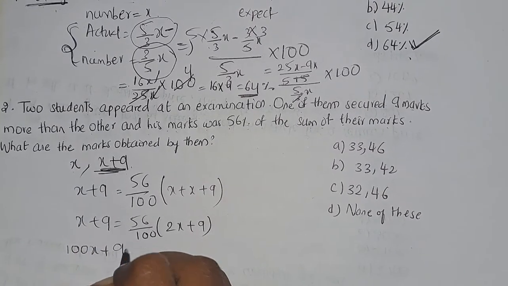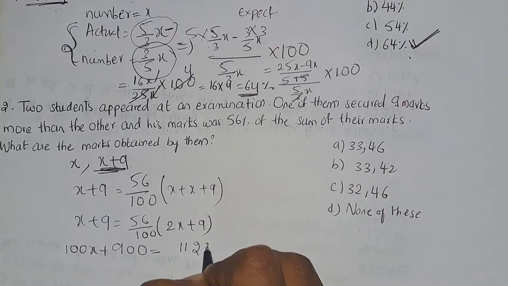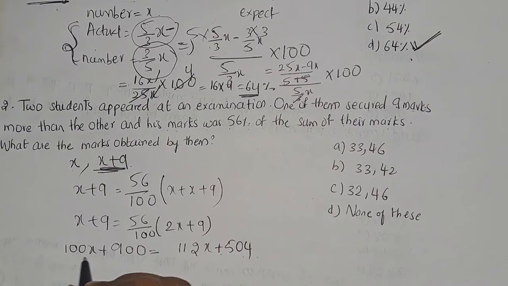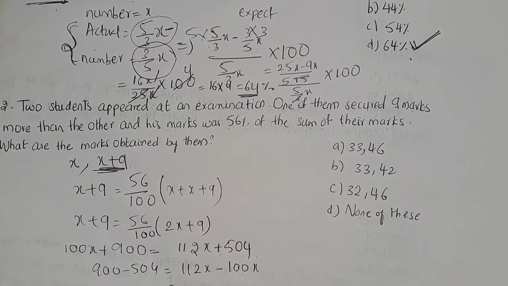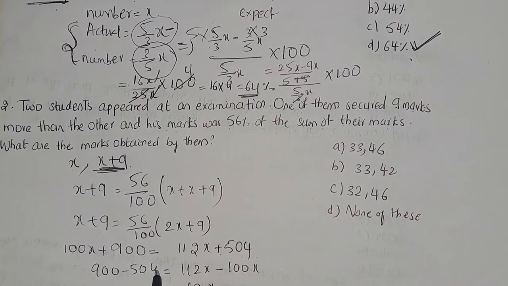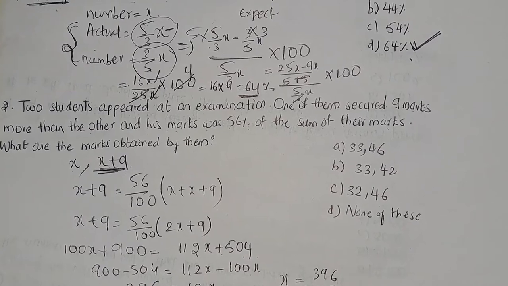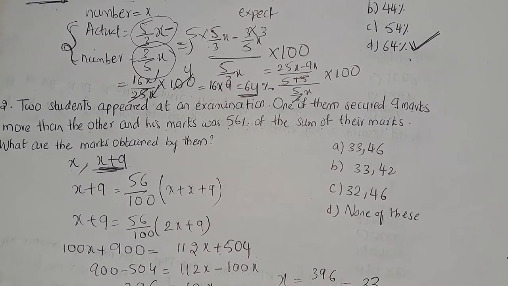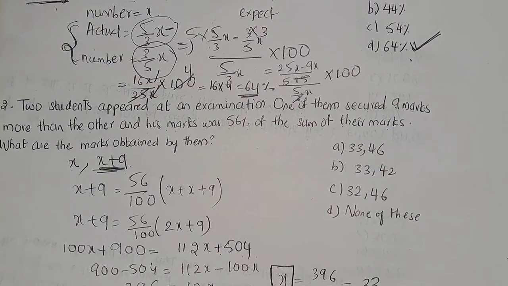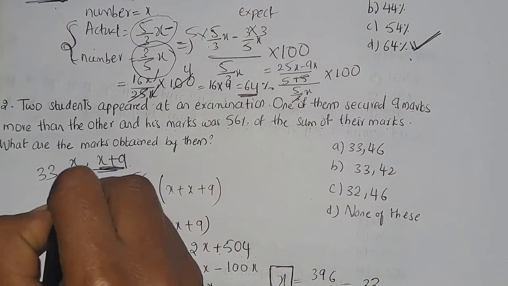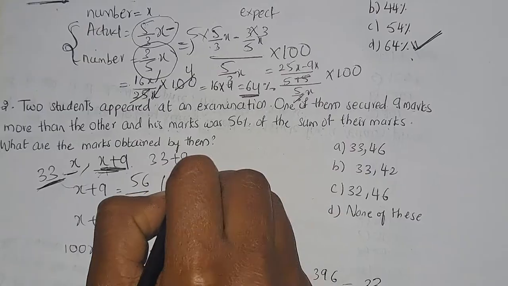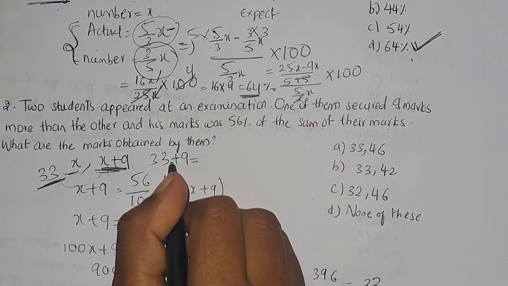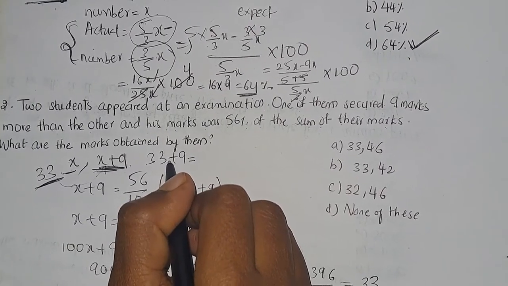Now if you simplify, you will get this is 504. And if you take this, 900 minus 504 is equal to 112x minus 100x, which is 12x. If you do this subtraction, you will get 396. So x is equal to 396 by 12, which is 33. So the marks x is 33, scored by one person, and another person's marks is 33 plus 9. What is 33 plus 9? It is nothing but 42.